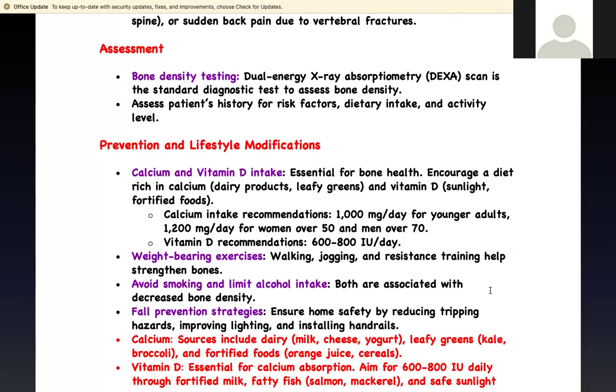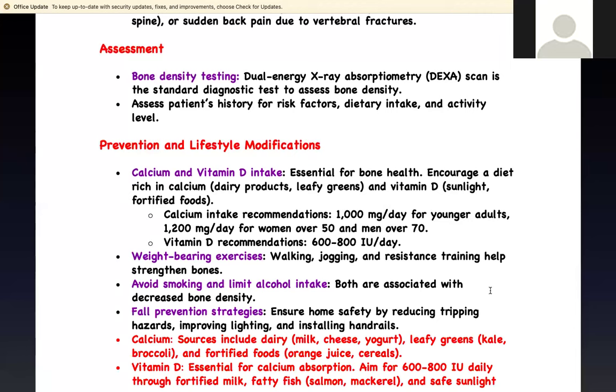Because it's needed for bone mineralization. So you tell them to increase calcium intake. Wherever they're going to get it from, you have to teach them, like dairy products, leafy vegetables, vitamin D, exposure to sunlight, or fortified cereal or anything like that.